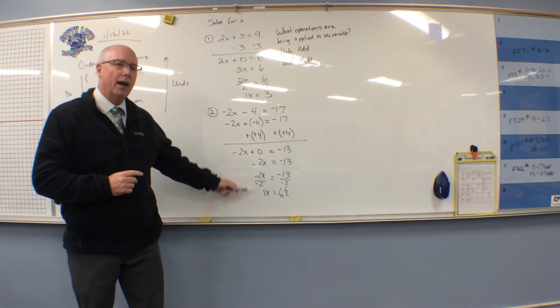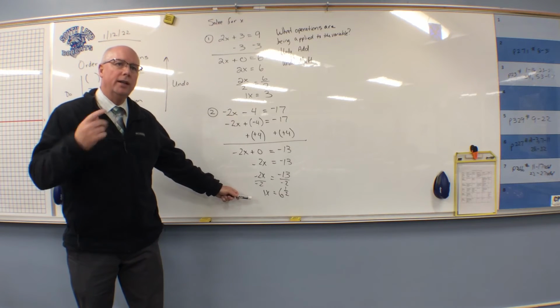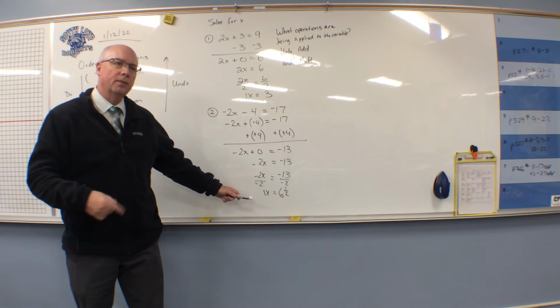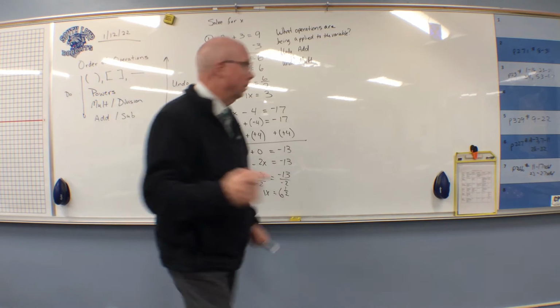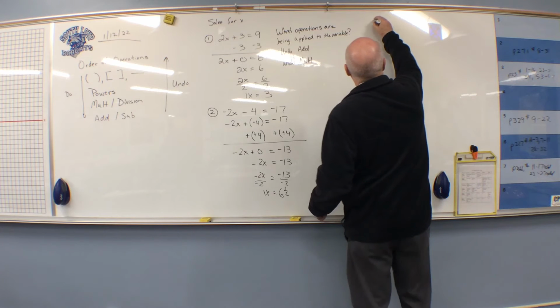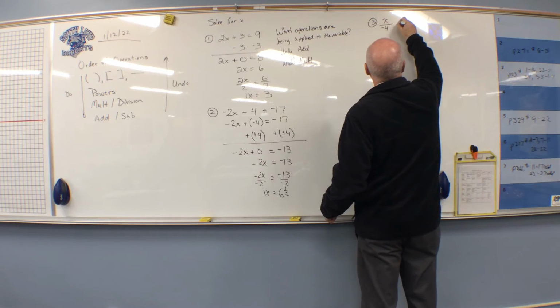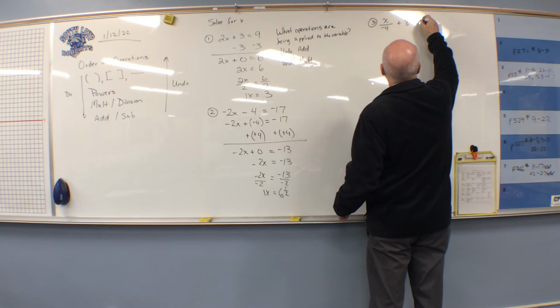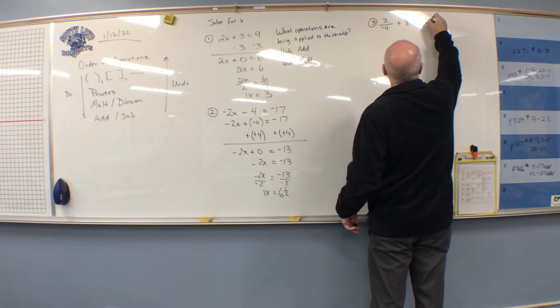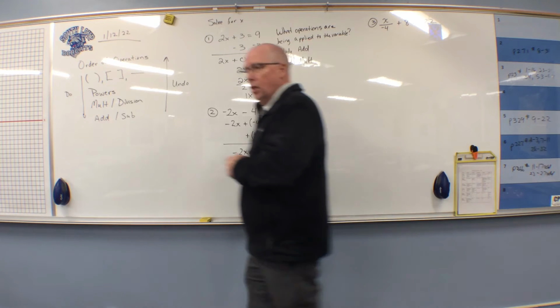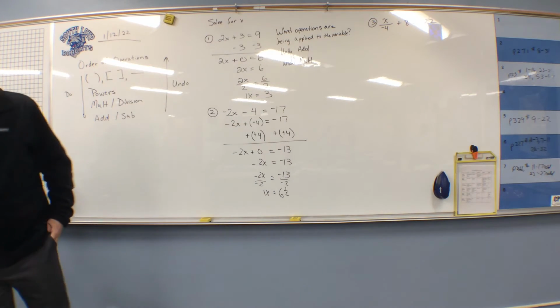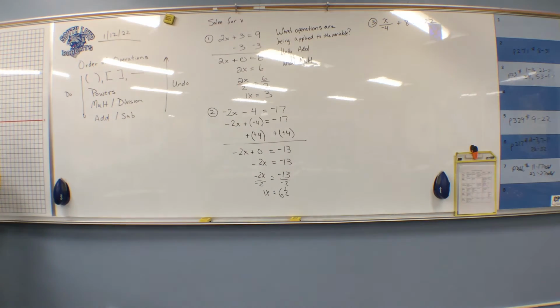Look how many steps I have. Do you see why I'm trying to get you to learn the steps? All right. Now, let's try this one. X over -4 plus 8 equals -22.